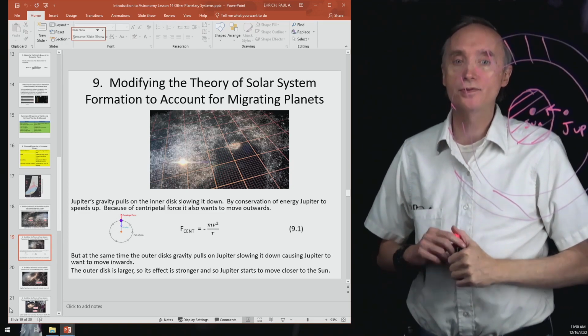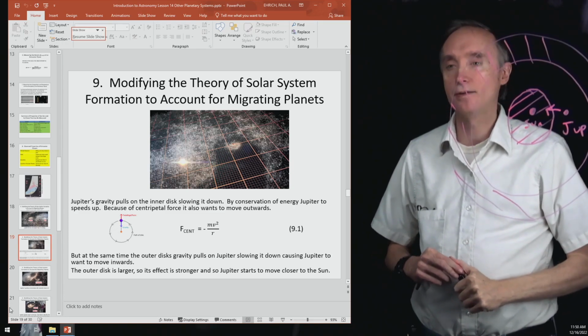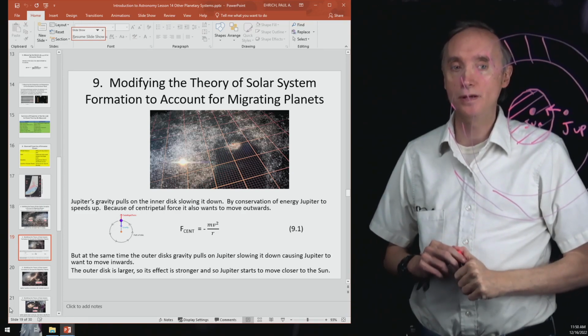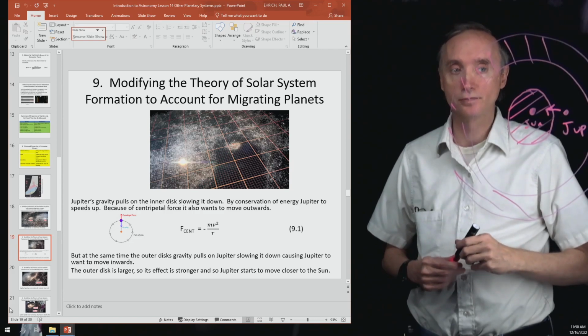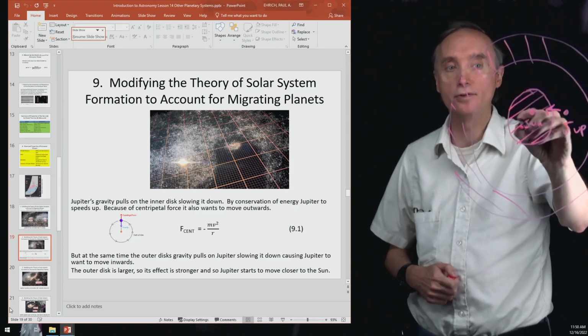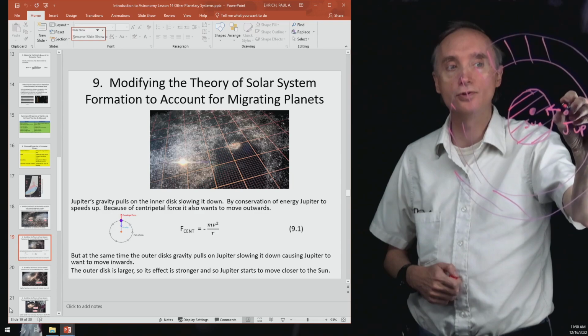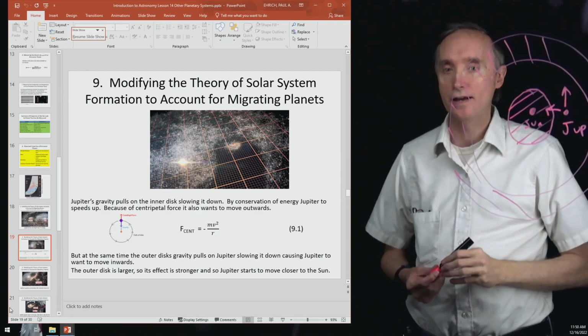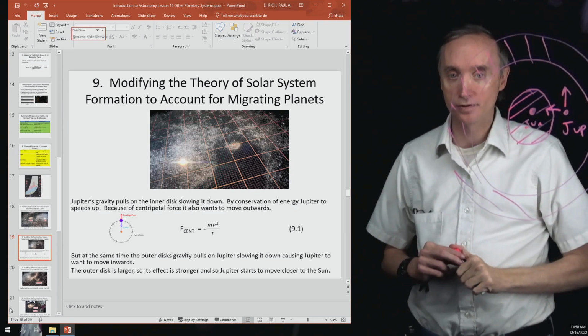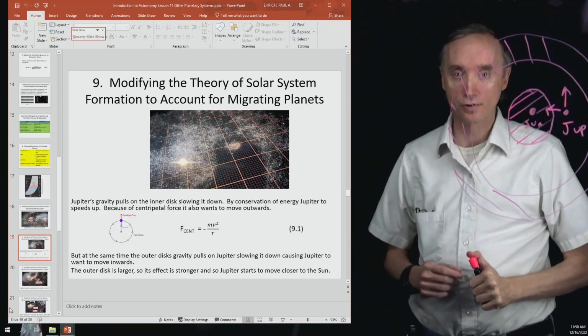Well, by conservation of energy, that means that something must speed up. And so that's going to be Jupiter. So the disk is going to slow down in its rotation rate, and Jupiter is going to speed up in its rotation rate. That's going to affect its orbit through centripetal force.